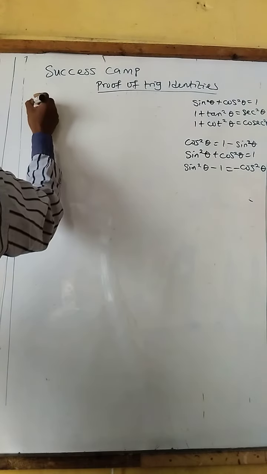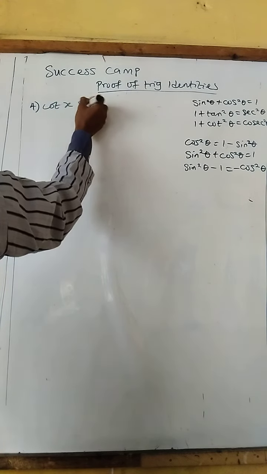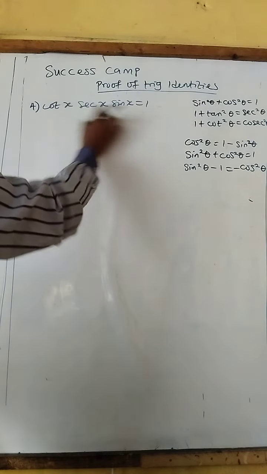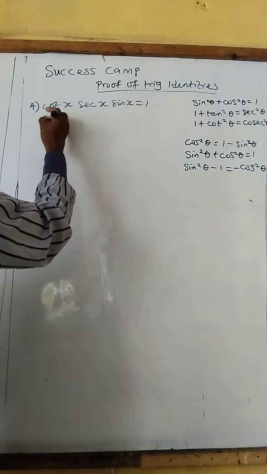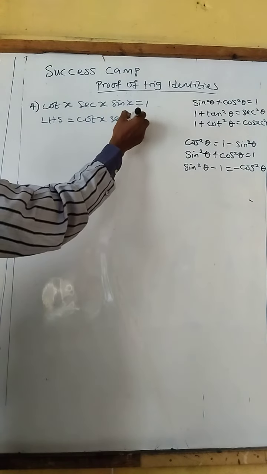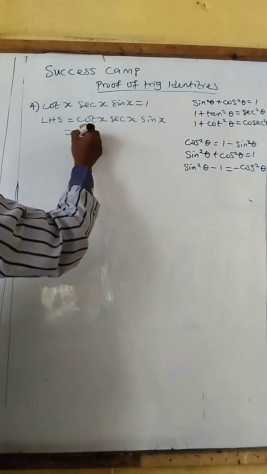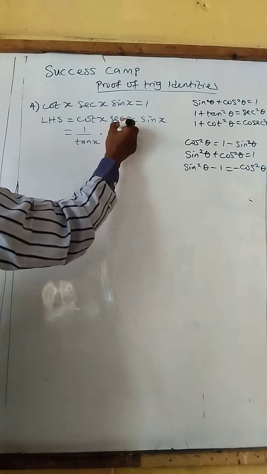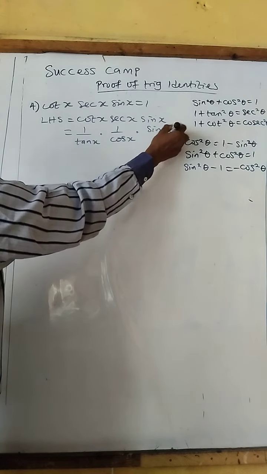For number 4, I guess cot x, sec x, sin x equals 1. So all of this equals 1. I cannot prove 1 equals 2. I can only prove this equals 1. So my left hand side says cot x, sec x, sin x, all equals 1. What's my cot x? My cot x is 1 over tan x times, what's my sec x? My sec x is 1 over cos x. What's my sin x? My sin x is sin x.